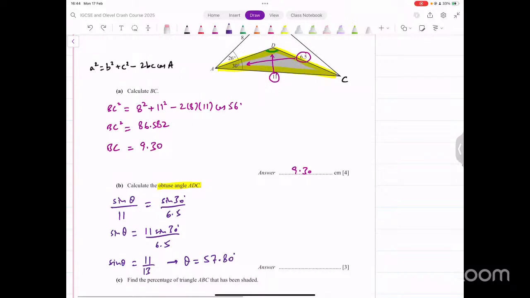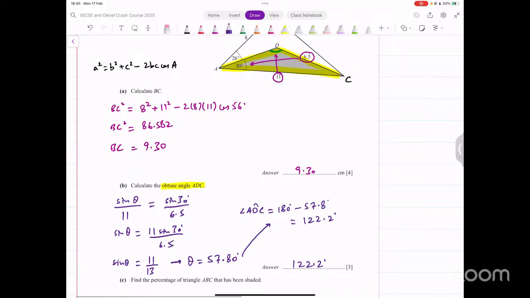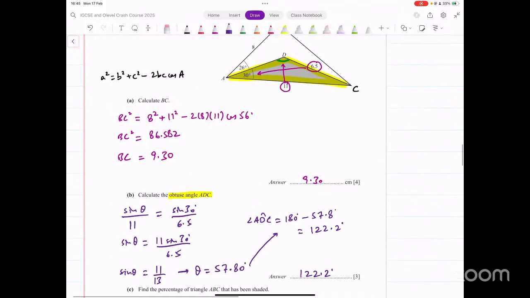What's the corresponding obtuse angle to this? The corresponding obtuse angle would be 180 minus 57.8. You can see what that is. That will be the angle ADC. This turns out to be 122.2 degrees. That's the answer that you write there: 122.2 degrees. That's the angle that we were looking for. That's the angle ADC.